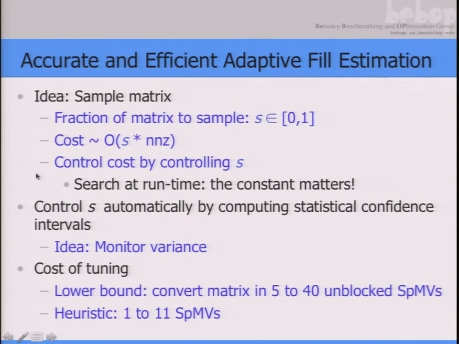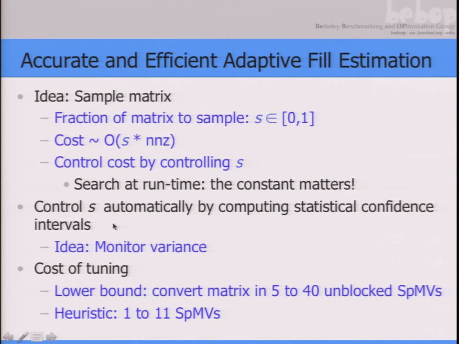So the idea is we're going to sample the matrix. There's going to be some fraction of the matrix, a number s between 0 and 1. We're going to take only that part of the matrix, try all the different R by C's, and compute the fill. The cost is going to be proportional to the number of non-zeros times s, and we control the cost by controlling s. The user can give us hints as to how much they're willing to spend on this particular problem. And there are various statistical techniques that we can use to see if we did a good job. So we could start with a very, very small s, and we'll get some numbers.